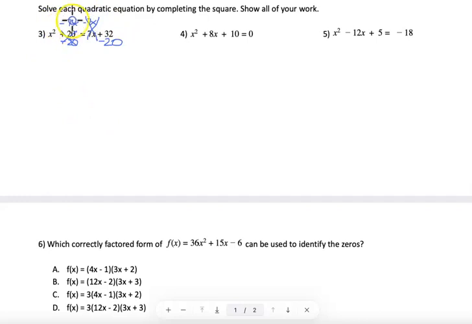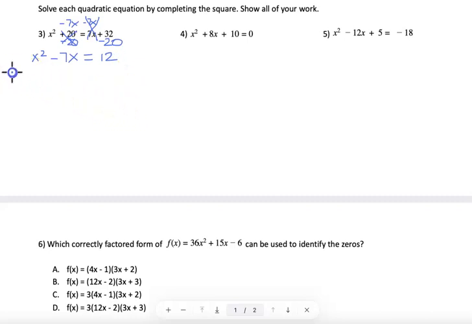So remember, x squareds and x's are not like terms, so leave those separate. So I've got x squared minus 7x on the left side. I've got 32 minus 20 on the right side, which gives me 12. And that's the end of step 1.